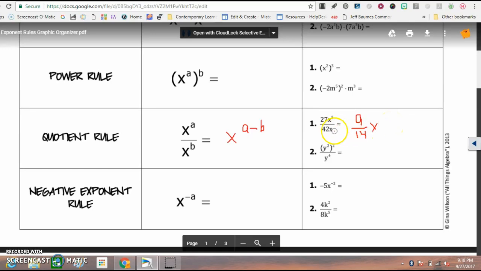And a common mistake is to forget that there's a 1 on the bottom here. We do have an x, so it does have to the first power here. They just don't write it in because it's assumed. So 5 minus 1 is 4.